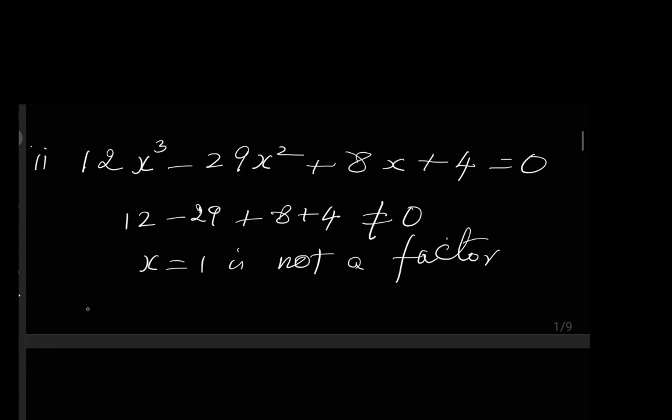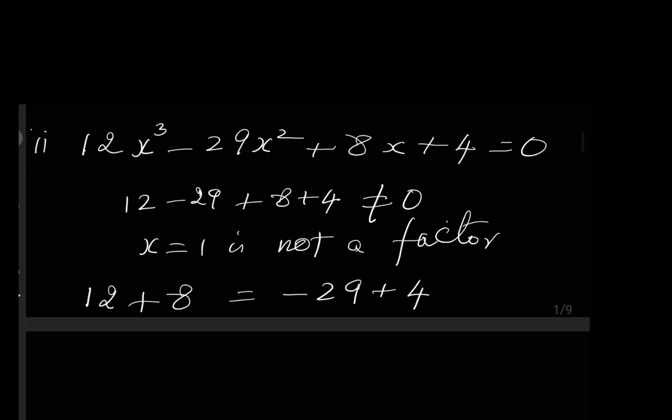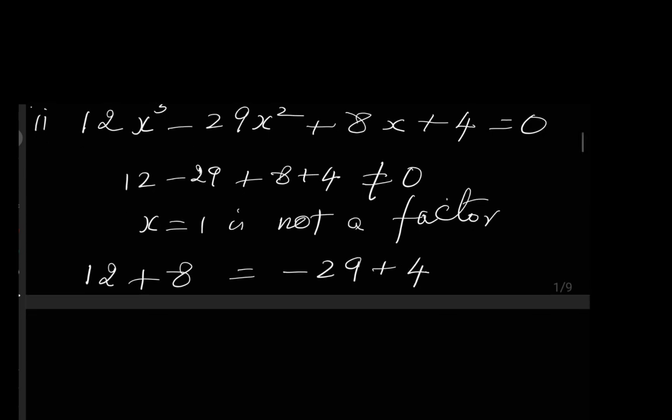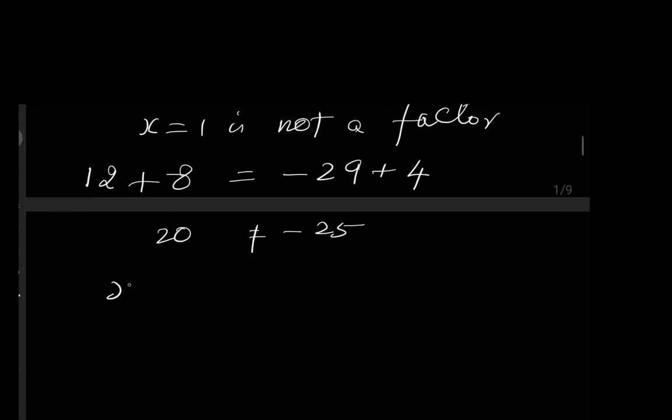Then try for minus 1. Take the alternate terms: 12, then leave off the x squared term, take 8. This should be equal to minus 29 plus 4. The sum of the alternate coefficients should be equal. So here it's not possible. Here minus 25, not equal. So x equal to minus 1 is not a factor.